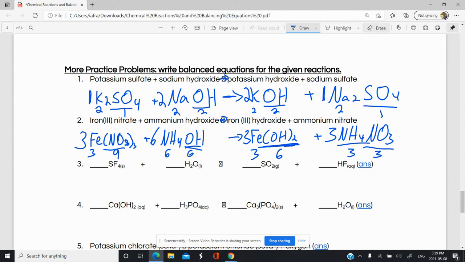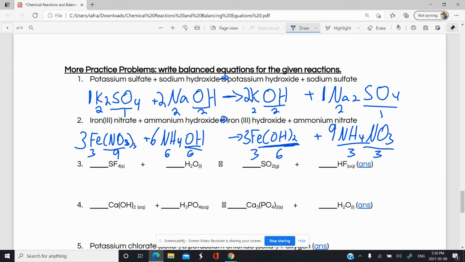And so what I can do is, let's see. So I have 3 irons there. 3 times 3 is 9 nitrates. 6 ammoniums there. 6 hydroxides. So yep, that works out. 6, 6. Need 9 nitrates. So let's go ahead and figure that out. So if I put a 9 over here.